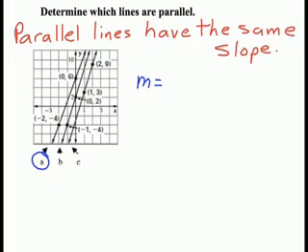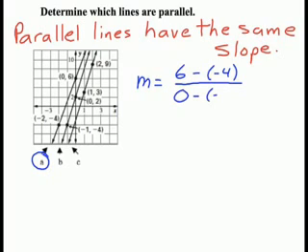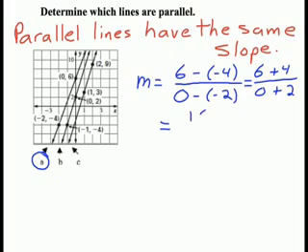For line A, we know the slope is m equals y2 minus y1 over x2 minus x1. So we take our 2 points, (0, 6) and (-2, -4), and substitute those numbers into the formula. So we have 6 minus -4 over 0 minus -2. 6 minus -4 is 6 plus 4, and 0 minus -2 is 0 plus 2, because when you subtract the negative, you add a positive. So you get 10 over 2, and 10 divided by 2 is 5. So the slope of line A is 5.